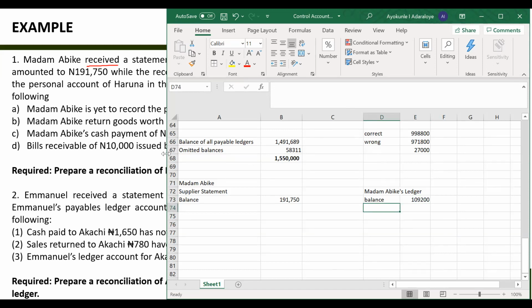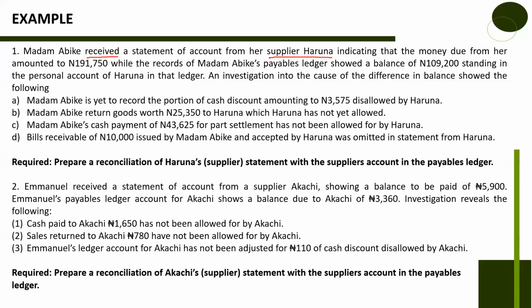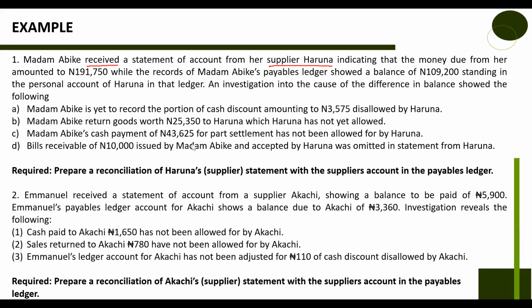109,200. Yes, 109,200. So let me go back to the screen. Standing in the personal account of Aruna in that ledger, an investigation into the cause of the difference in balance showed the following. As our usual way, we'll be picking it one by one and recording it in the different books of account. So we'll be adjusting for the differences that were not recorded.